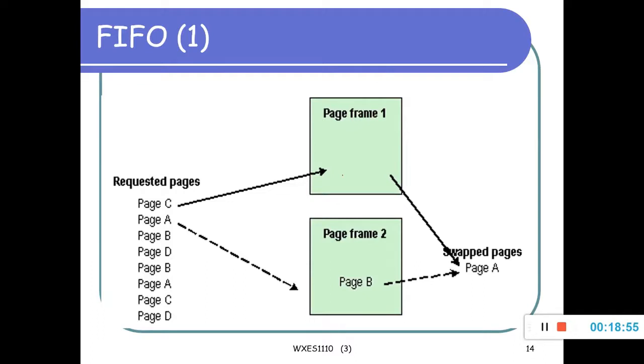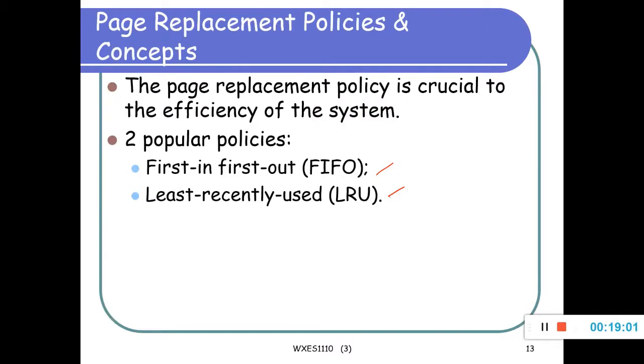Anyway, FIFO swaps the page that has been in memory the longest, and least recently used swaps the page that is least recently accessed. Okay, as the name says. If you forgot how it works, just refer to the name. First in, first out. Least recently used. Remove the page that is least recently accessed.